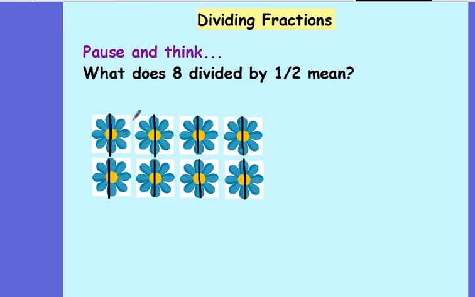And there are 1, 2, 3, 4, 5, 6, 7, 8, 9, 10, 11, 12, 13, 14, 15, 16 half flowers within 8 whole flowers. So I know that 8 divided by a half is going to be 16.